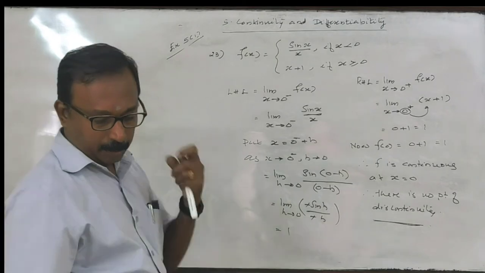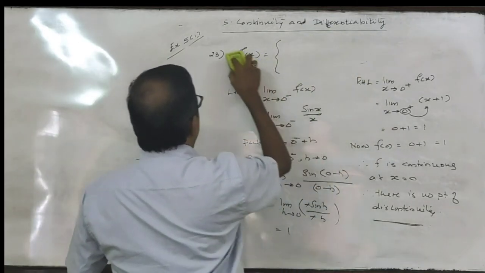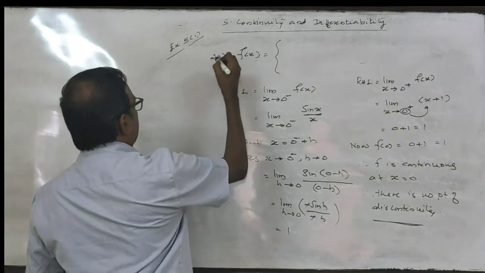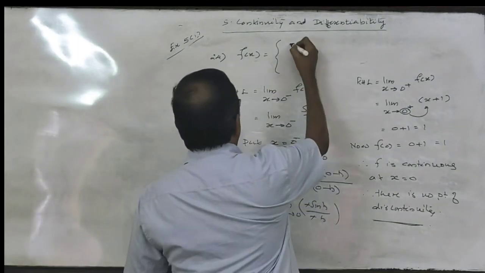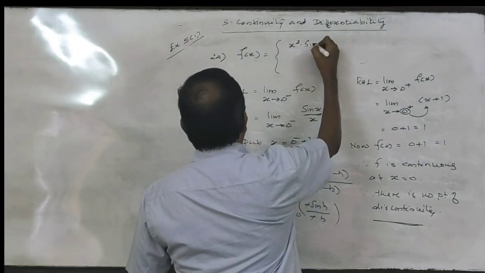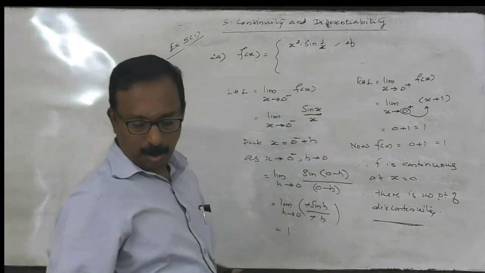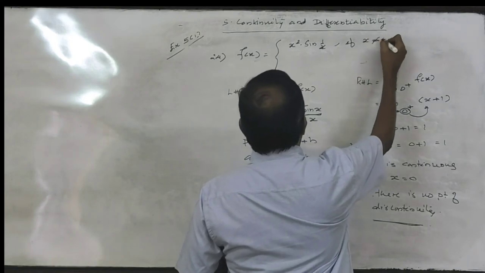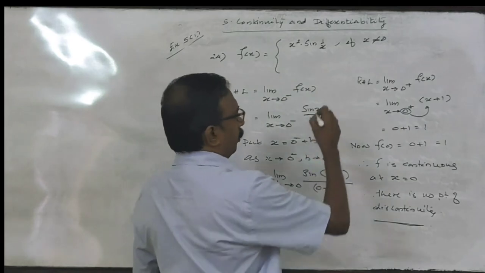24th question. The function is x square into sine 100 x if x is not equal to 0, and 0 if x is equal to 0.